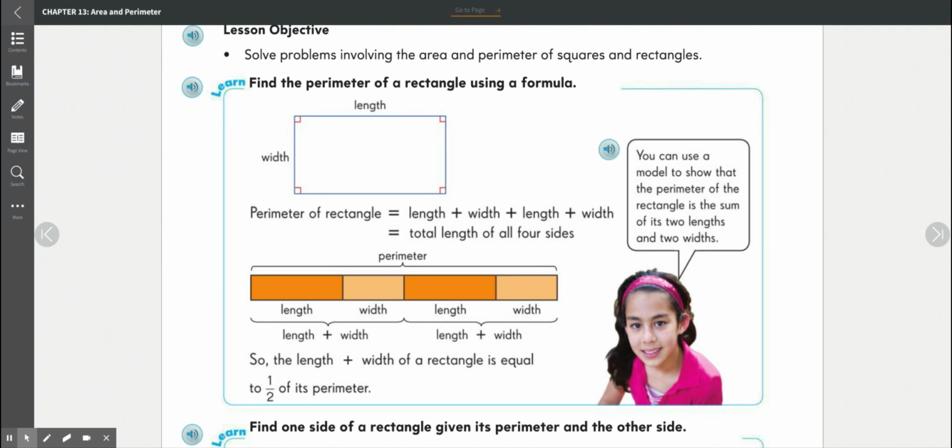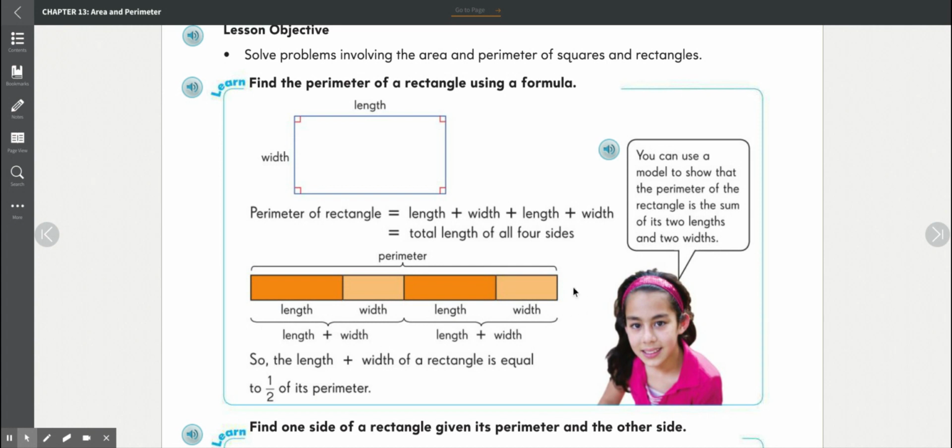Remember, the perimeter of a rectangle or a square or any shape is just, if I take that shape and flatten it out into a line, how long is that line going to be? So I take the width plus the length plus the width plus the length. The perimeter of a rectangle is the total length of all four sides added together. So length plus width plus length plus width.